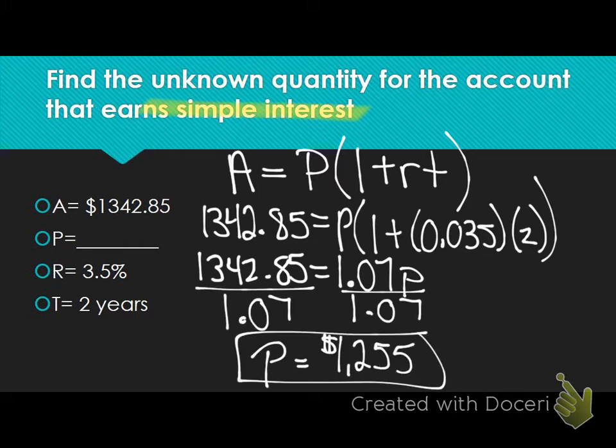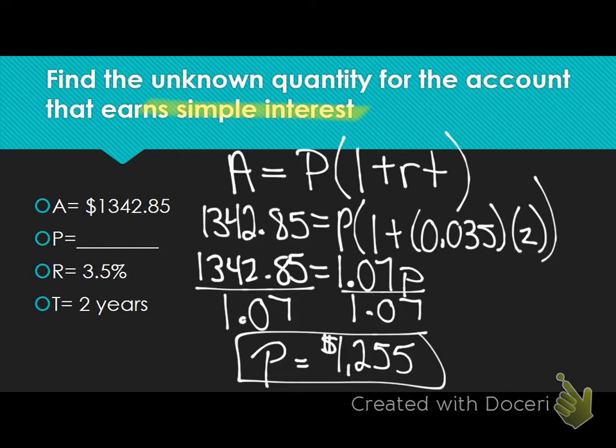$1,255. What does that mean? That means the initial amount that I invested was $1,255, and my final amount that I had in my account was $1,342.85. Any questions on how I solved for P? You have one just like this on your final. All right, so that's simple interest.